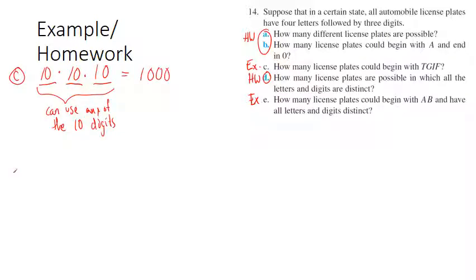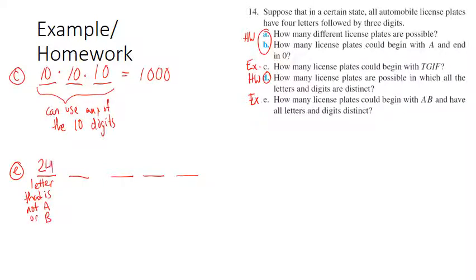Okay, part E is a little more interesting. How many license plates could begin with AB and have all letters and digits distinct? If it begins with AB, then we need 2 more letters, and then we need 3 digits. So this is going to be a letter. But remember, they said that all letters and digits have to be distinct. So we have to use a letter that is not A or B. So how many letters are not A or B?